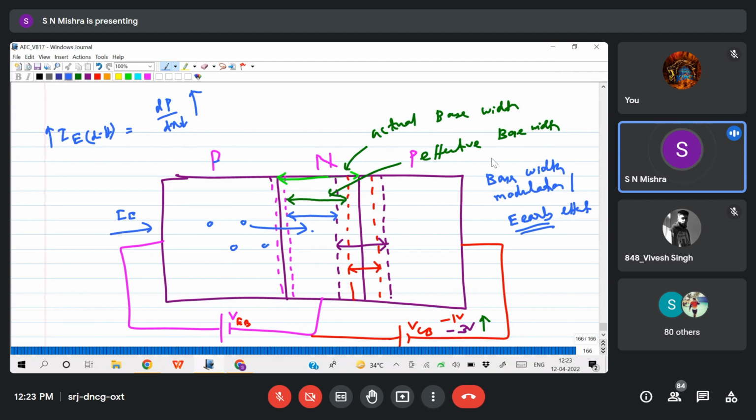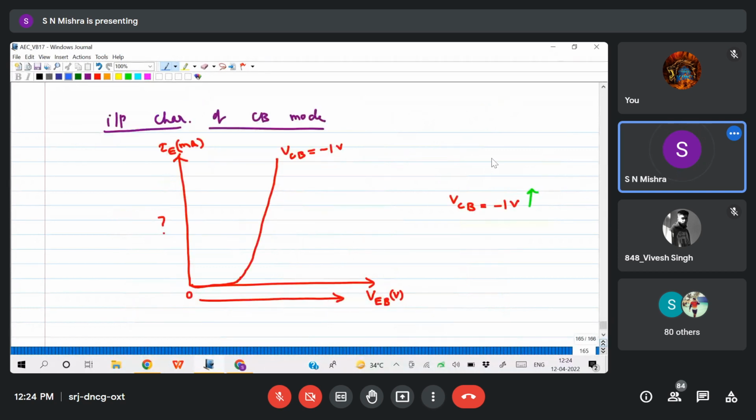So emitter current is increasing when I'm increasing the VCB. You can think like that. Also, you can understand that when I increase VCB, I'm giving more negative potential to the collector side, so more and more holes will reach the collector and they are attracted from the emitter side. That means it is enhancing the emitter current. So when I increase VCB, the emitter current will increase.